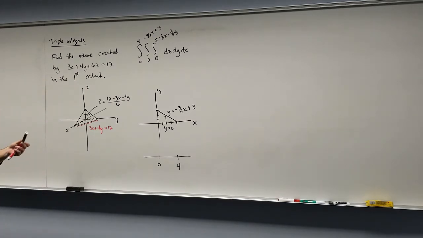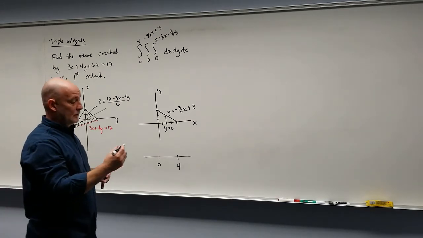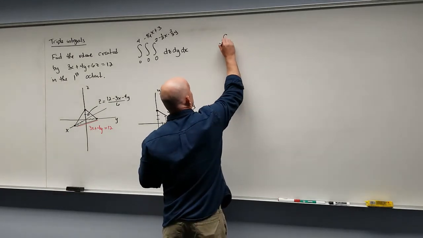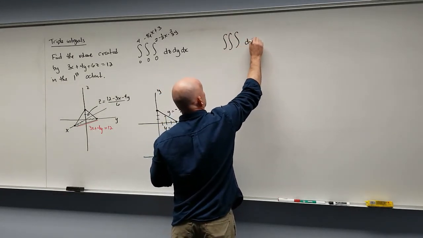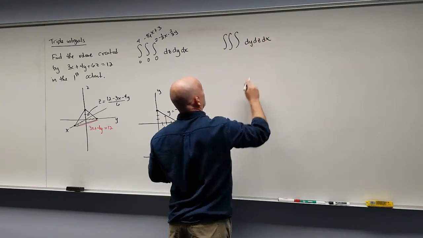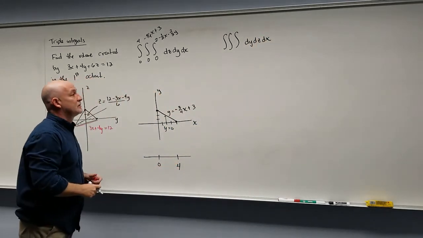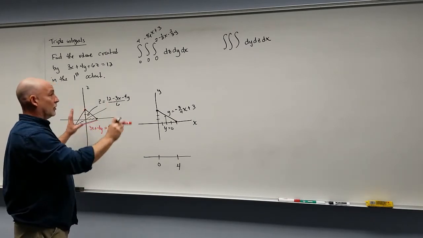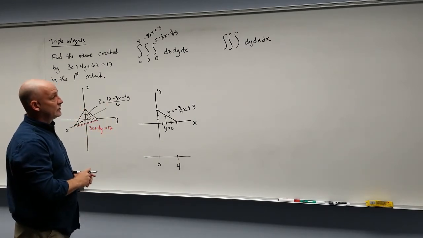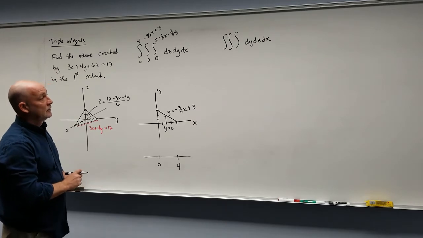Okay, so let's try this again. Let's set this up, and again, we're going to do a triple integral. I'm going to change the order for you. See if you can set this up as dy, dz, dx. So hit pause. The work's going to be quite a bit the same, but hit pause and see if you can come up with those bounds.